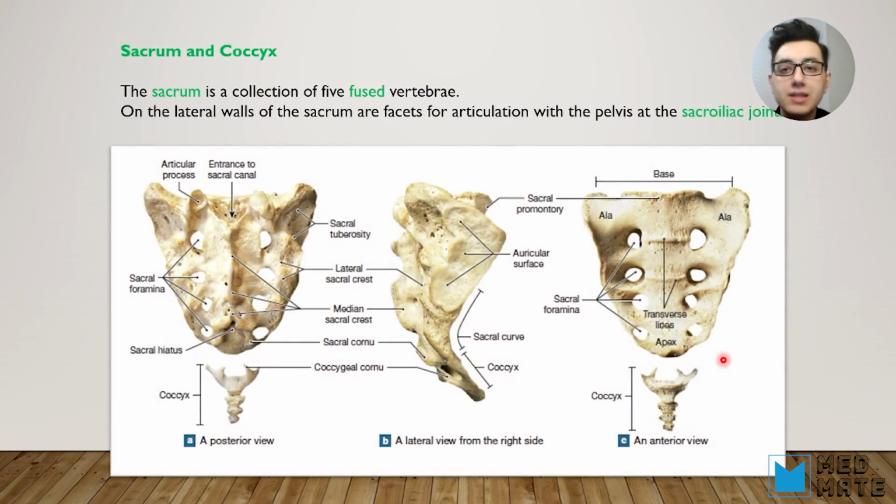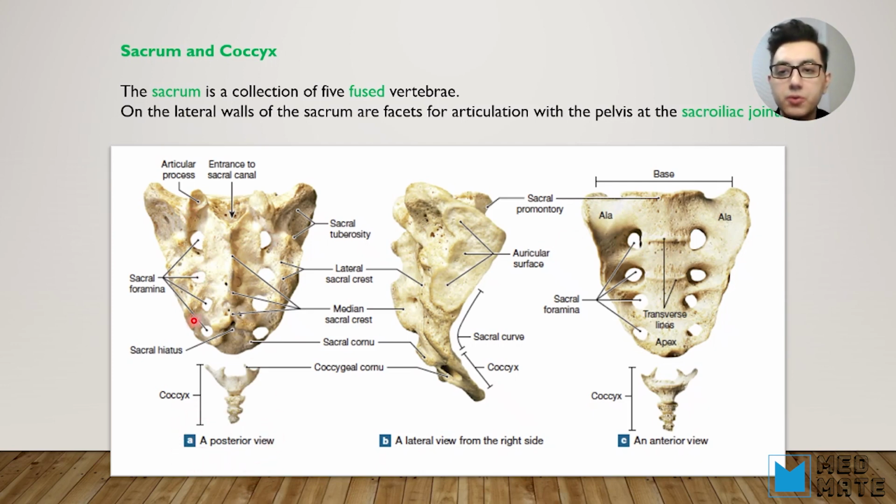All right, now let's talk about the sacrum and coccyx. You know that the sacrum is a collection of fused vertebrae, so there is only one sacrum here. The lateral walls of the sacrum are facets for articulation with the pelvis. The sacrum makes the posterior wall of the pelvis, and the joints that connect it to the iliac are the sacroiliac joints. Here we have the posterior view of the sacrum.